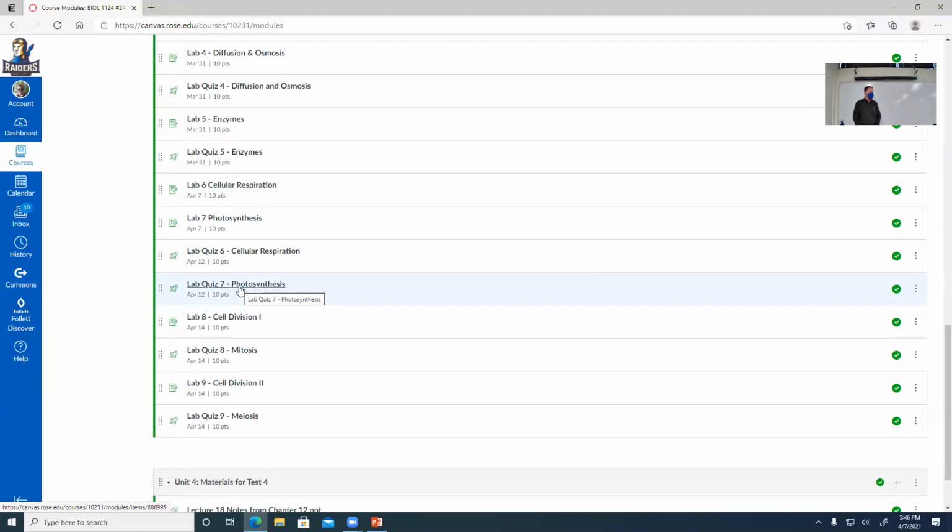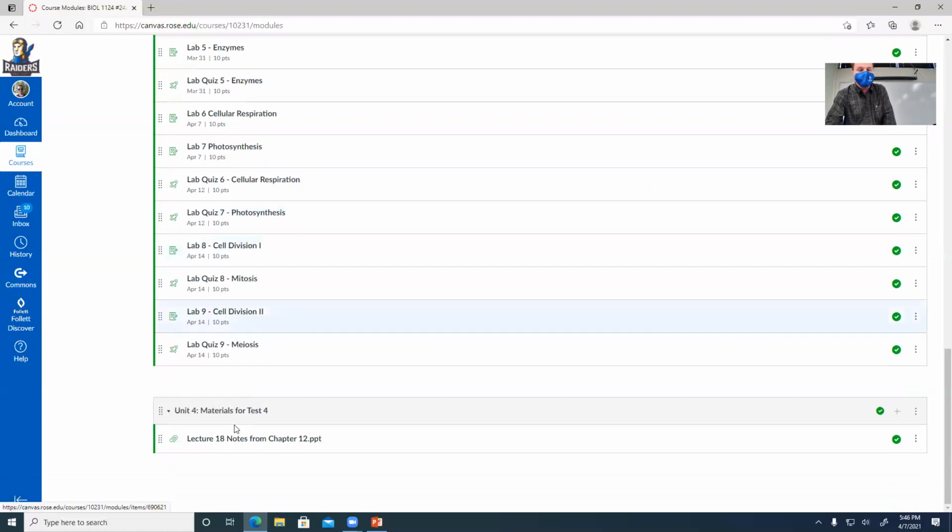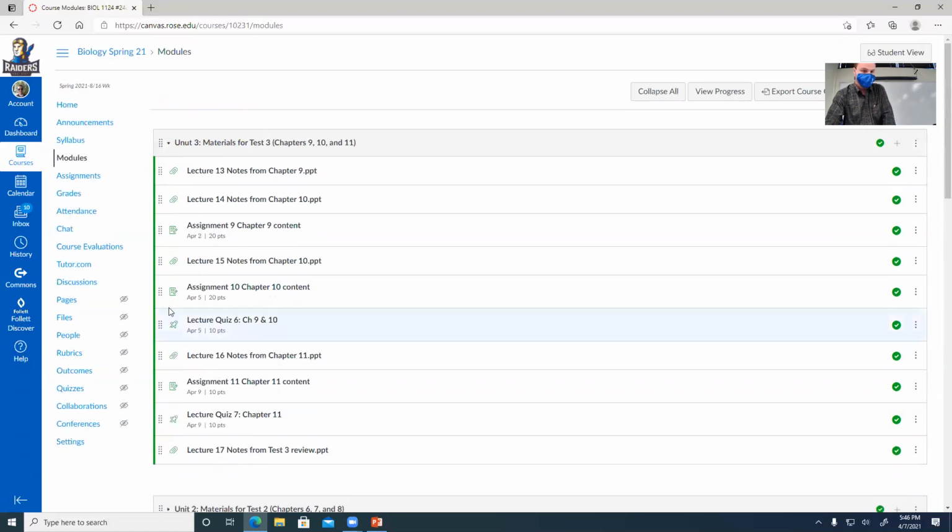Now, lab 8 and 9 are published because they're in green. The lab quizzes for 8 and 9 will be your normal time, standard procedure. What else here? I think those are the main things. I did create Unit 4 materials for Test 4. That's where tonight's lecture is. After Test 3 is done, I'll move this one up to the top.